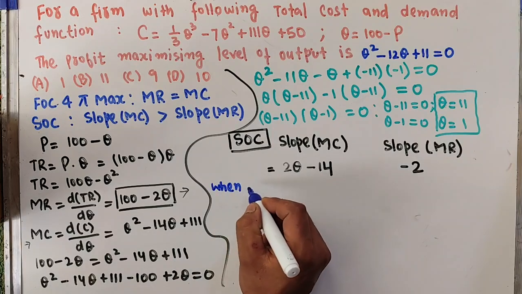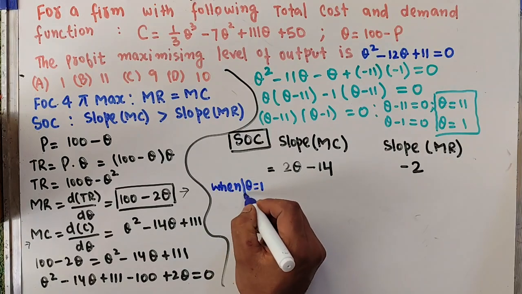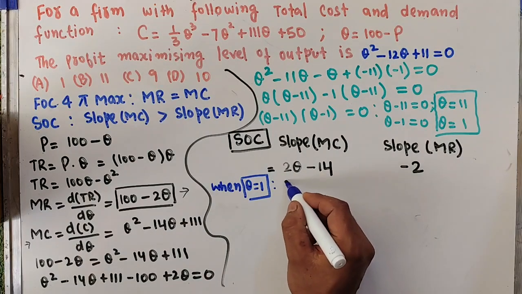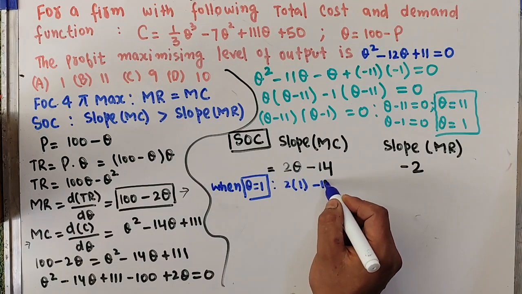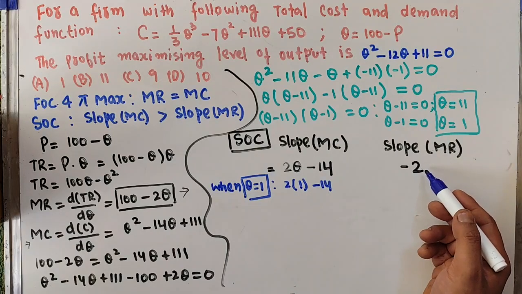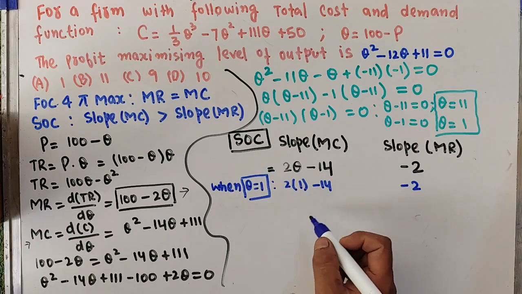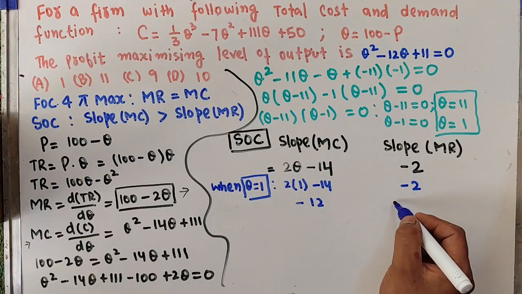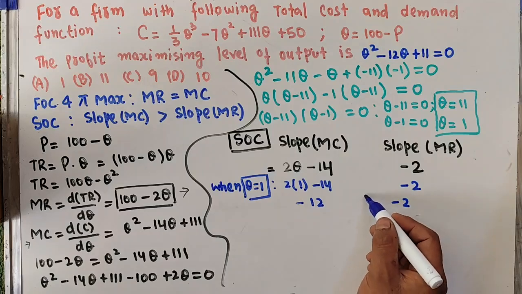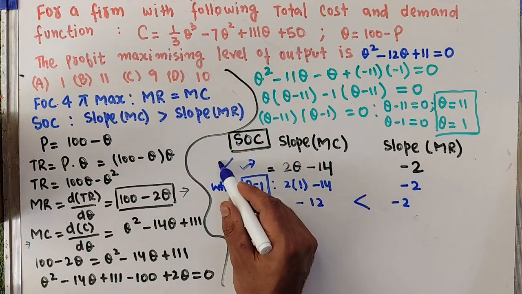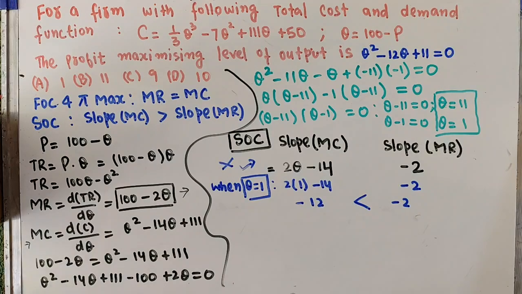When q is equal to 1, what happens? We have 2 into 1 minus 14, and here since we don't have any q, we have minus 2. So this becomes 2 minus 14, which is equal to minus 12, and here we have minus 2. Here you can see minus 2 is greater than minus 12. That means the slope of the marginal revenue function is greater than that of the marginal cost function. That means when q is equal to 1, profit is not maximized. I will explain it graphically also.